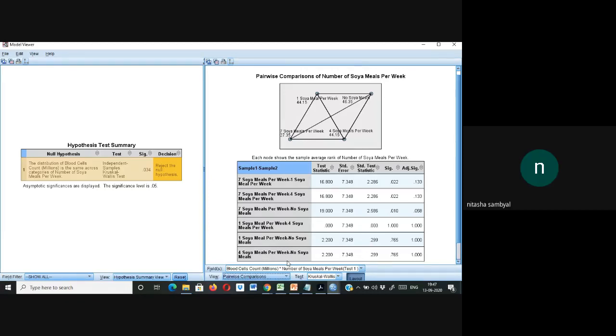But sir, 7 with 1 and 7 with 4, though they are similar values, there is a significant difference if we compare. Sorry? Sir, in the sample, 7 soya meals per week with 1 and 4 per week, though the significance value is the same, it is less than 0.05. How is it this one? 7:1 and 7:4? Yes, sir.